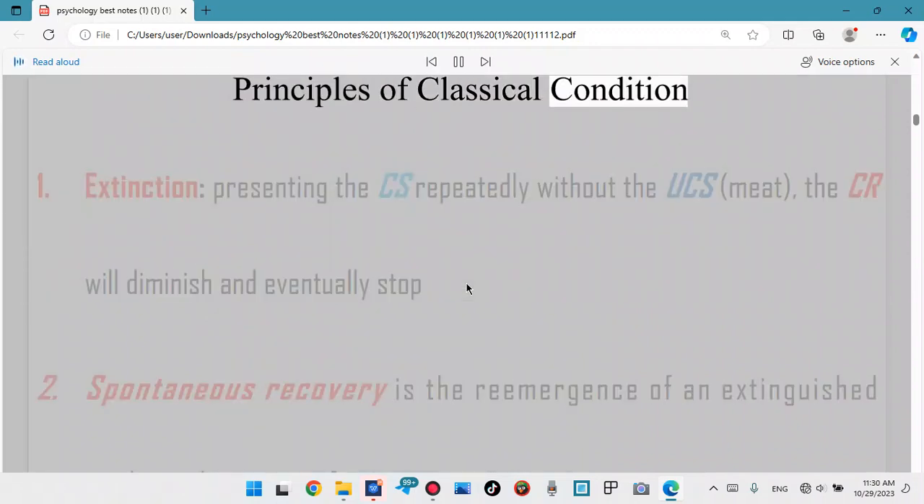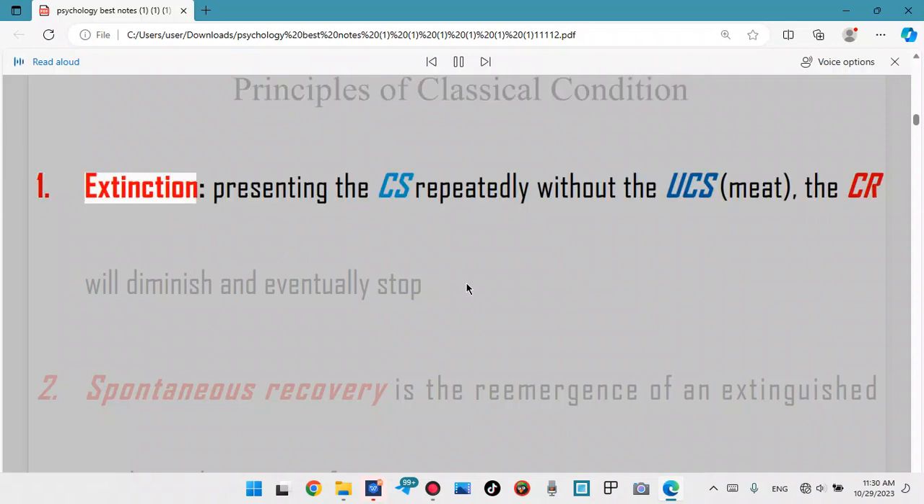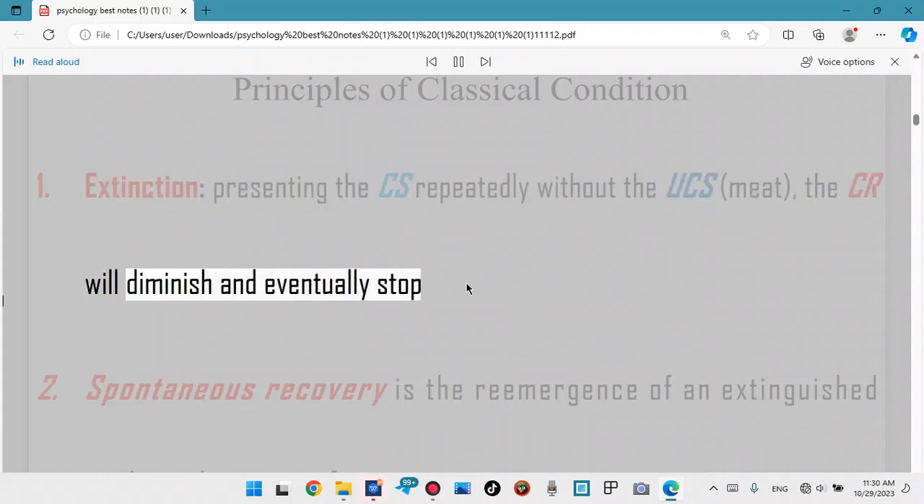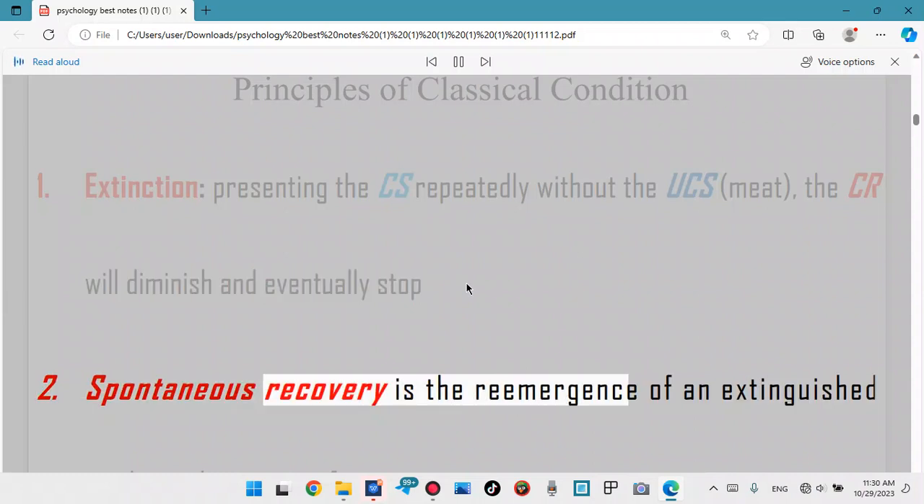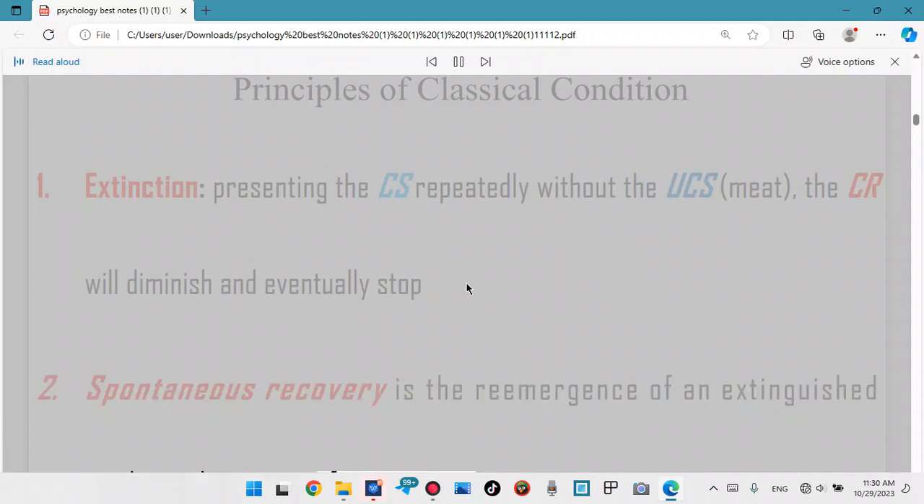Principles of classical conditioning. 1. Extinction: presenting the CS repeatedly without the UCS, the CR will diminish and eventually stop. 2. Spontaneous recovery is the re-emergence of an extinguished conditioned response after extinction.